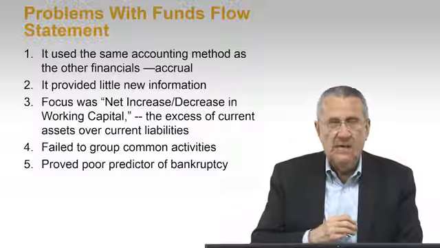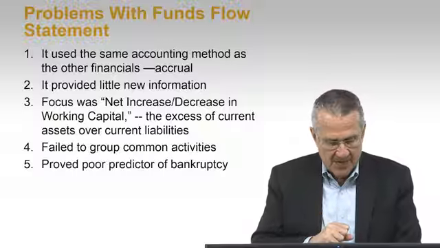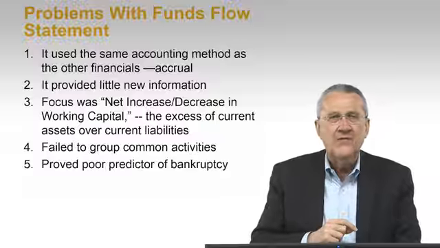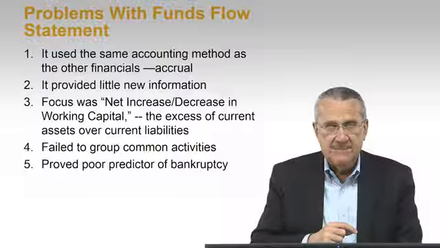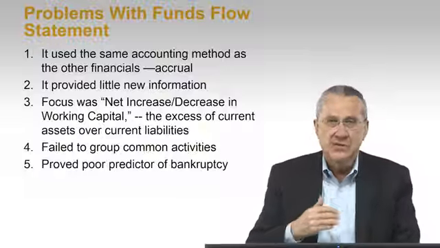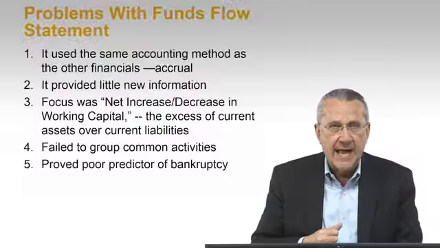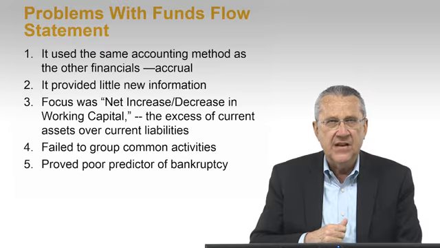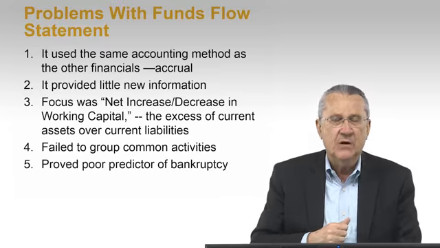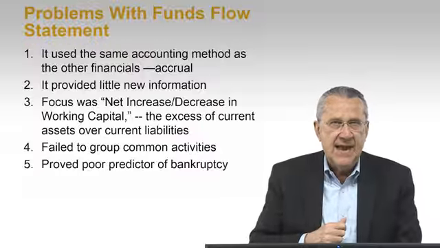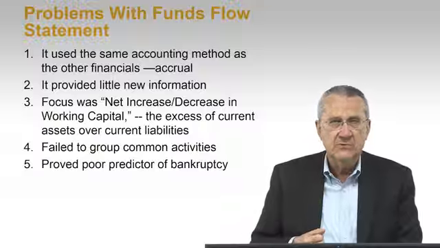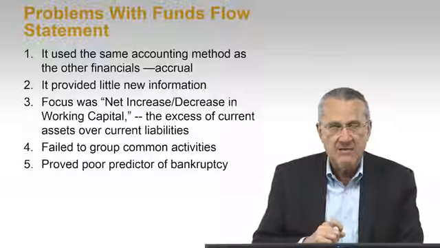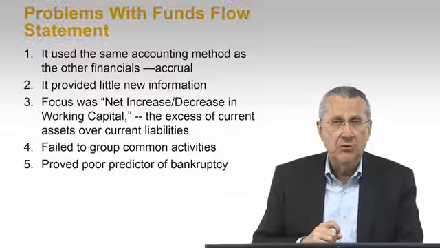The result was a lot of discontent with this financial statement. It also didn't provide any kind of grouping of common activities, which means it simply listed all of the sources and all of the uses of working capital, all muddled together. That was a major failing of this financial statement. And when we see how the cash flow statement works, it'll become more apparent, I think. And then we discovered that this financial statement was really a very poor predictor of bankruptcy. It gave us no hint at all, in most respects, that the business was running into serious problems.